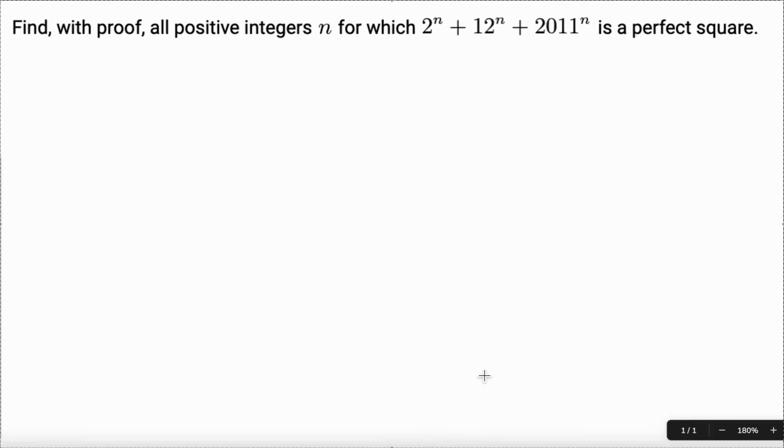Okay, let's take a look at this problem from 2011 USAJMO problem number 1. Find, with proof, all positive integers n for which 2 to the n plus 12 to the n plus 2011 to the n is a perfect square.